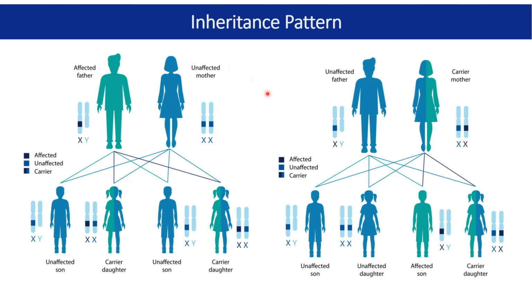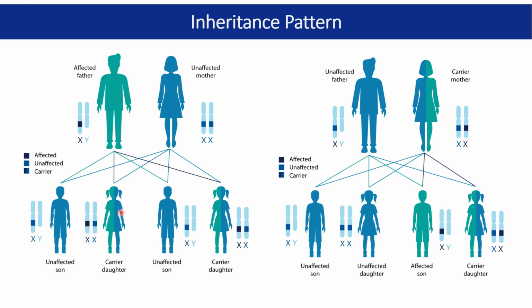Now looking into the inheritance pattern, there are two different conditions here. In the first, there is an affected father, who has a defective gene on the X chromosome, and an unaffected mother, a healthy mother who is not a carrier, meaning both genes on her X chromosomes are good. So let's look into their children and how the defective gene is transferred.